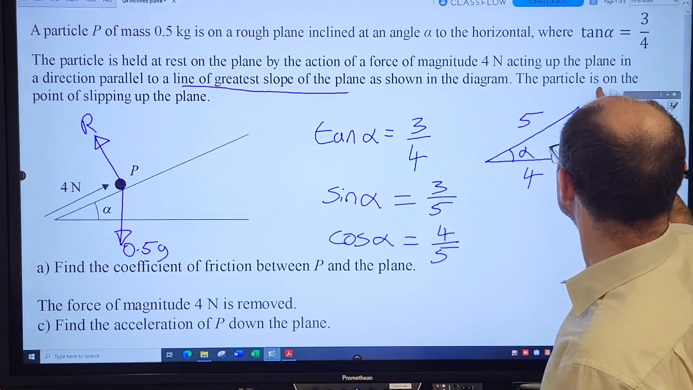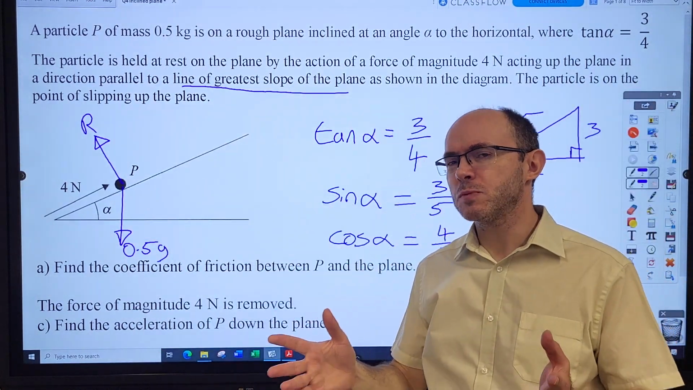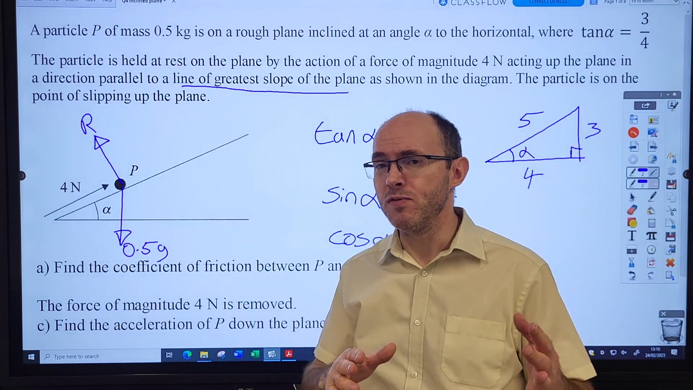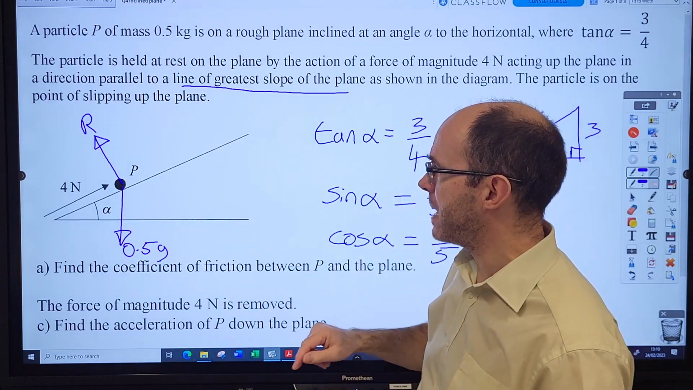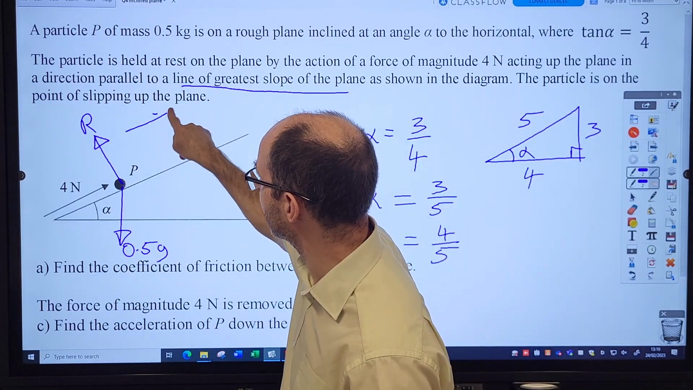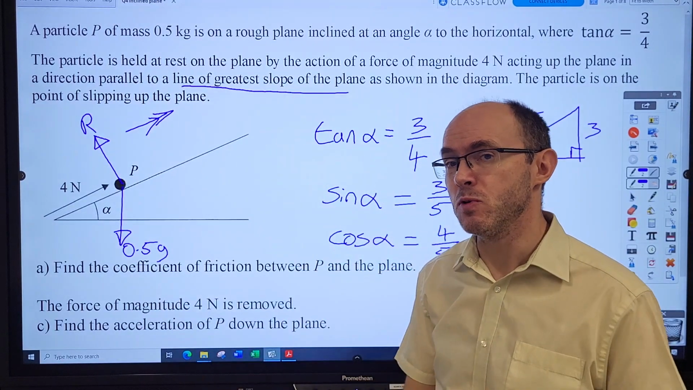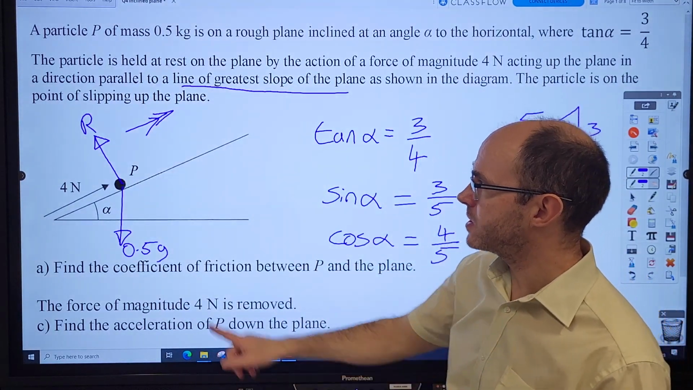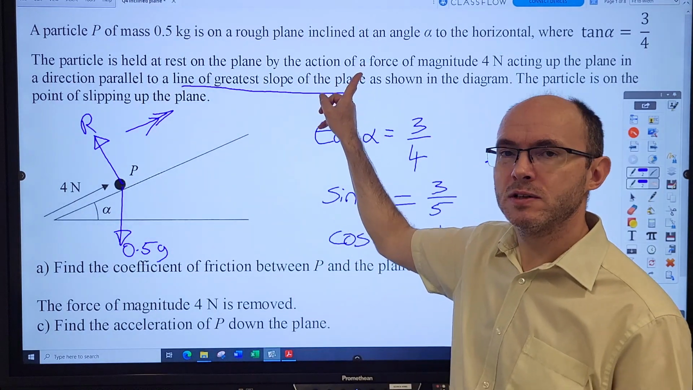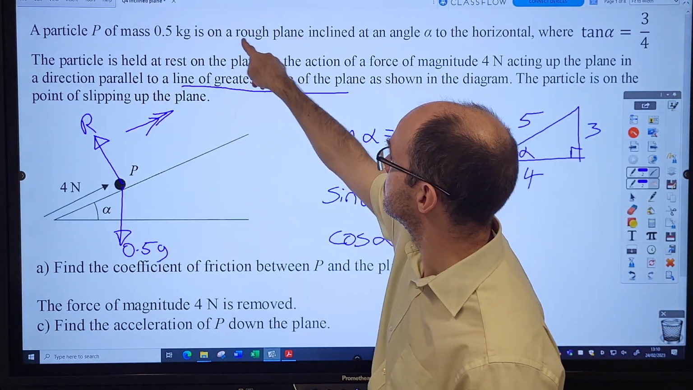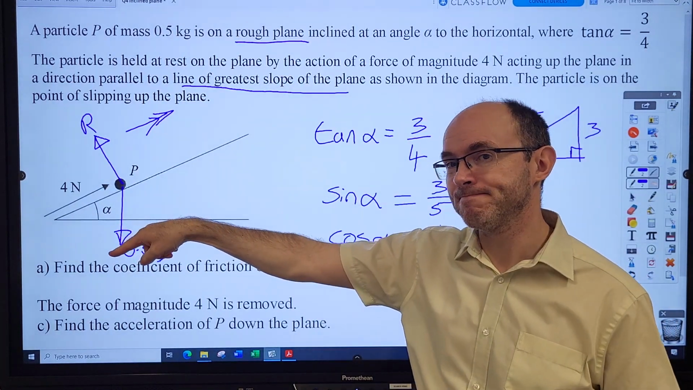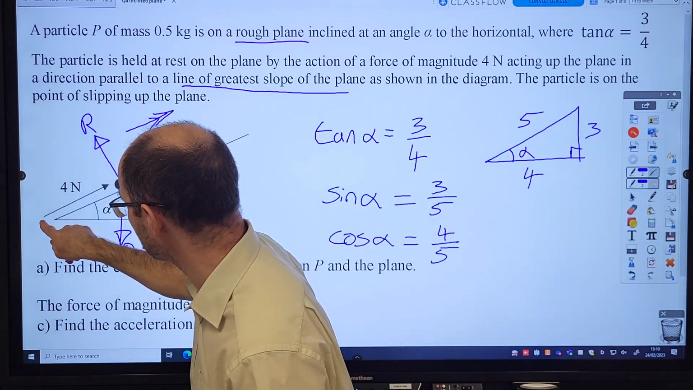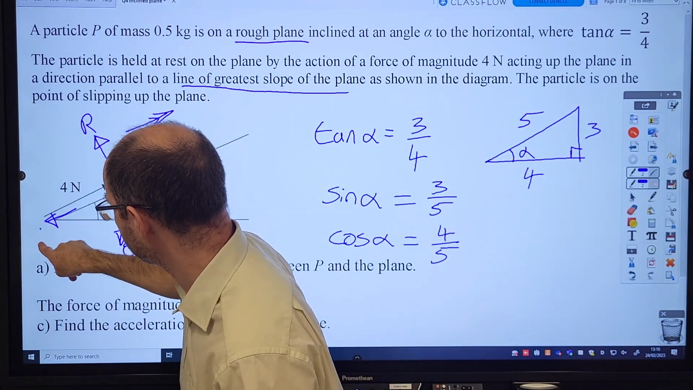And the particle is on the point of slipping up the plane. Well, what does that mean? On the point, well, it means strictly speaking, the acceleration is 0. It's not actually moving. It's about to move. And if it's about to move, it will be moving in that direction, if it does actually move. So if it's about to move up the slope, the frictional force, because it's a rough plane, will be down the slope.